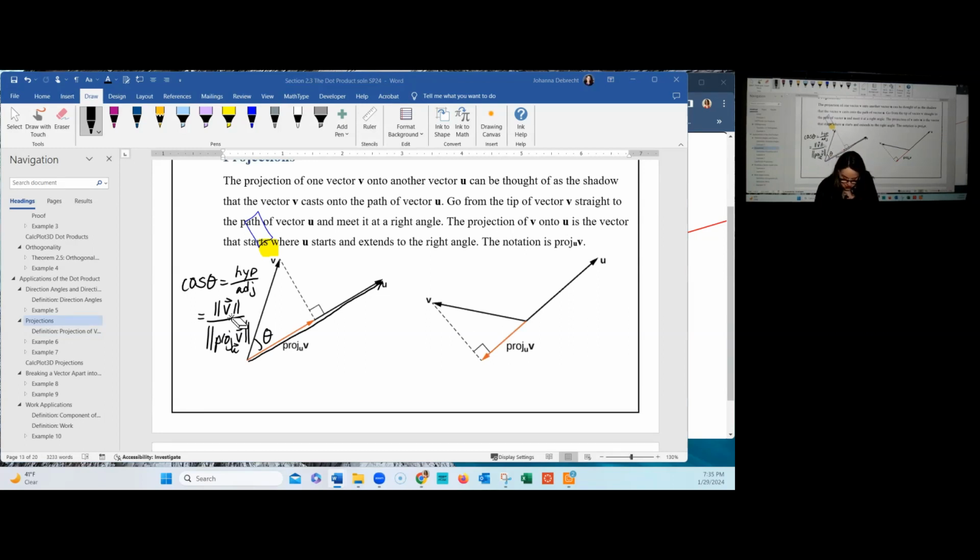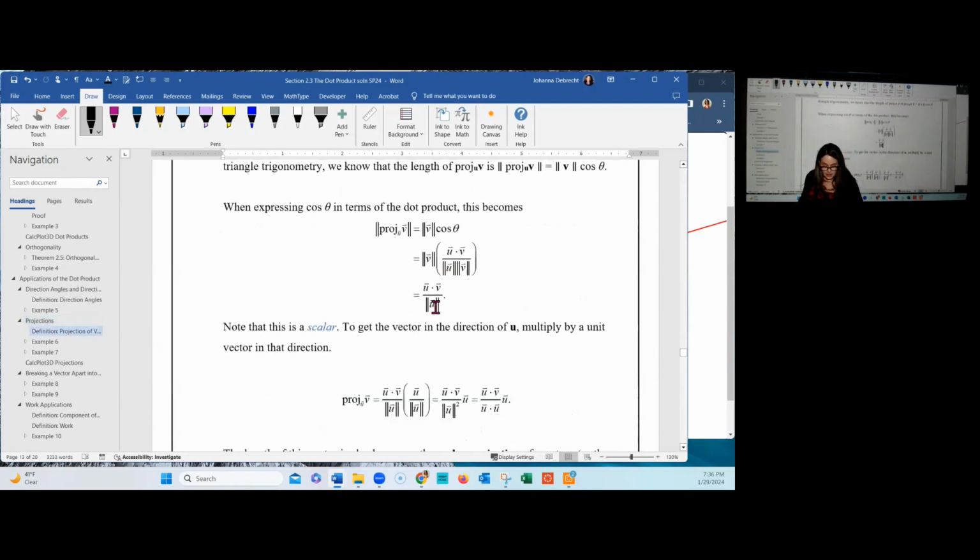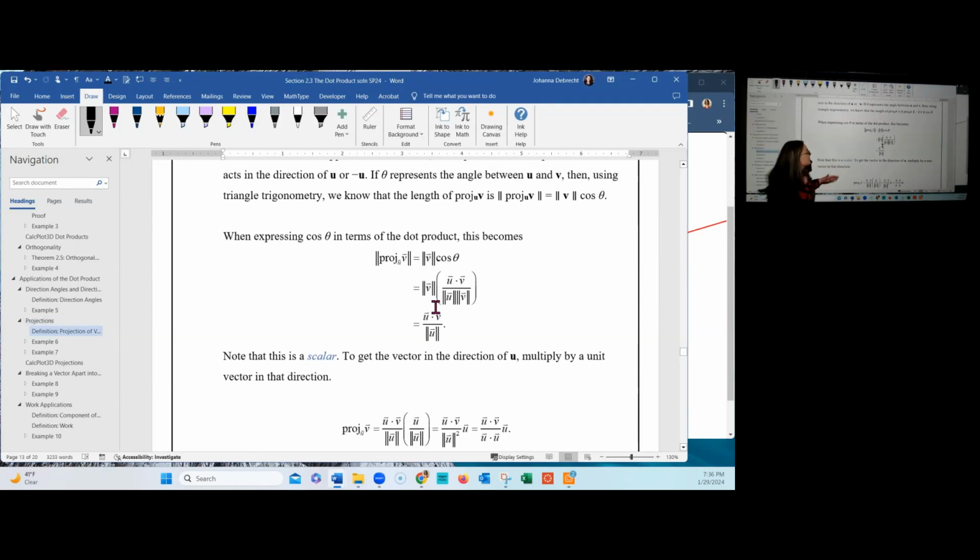Oops, I got that upside down. So at home, you're probably going, that's not right. No, you're right. It's not. I was thinking secant. My bad. So this is adjacent over hypotenuse, which would be the projection of v onto u over the magnitude of vector v. And that will give me the formula that I need, that the magnitude of the projection of v onto u is the magnitude of v times the cosine of the angle.